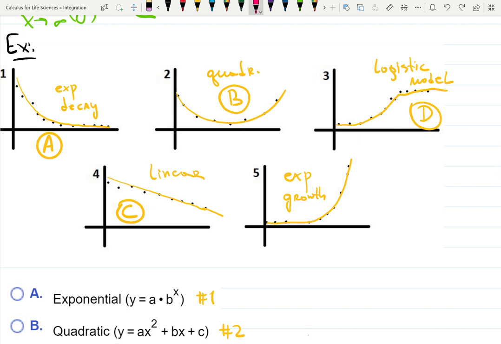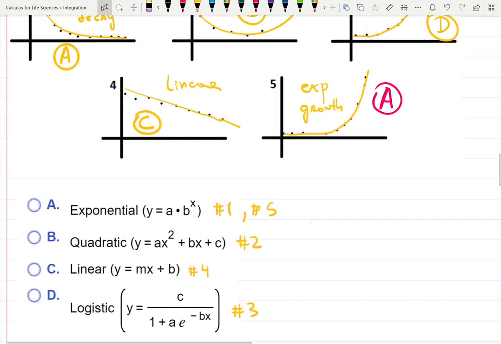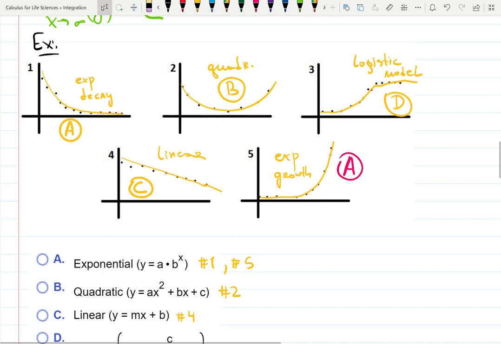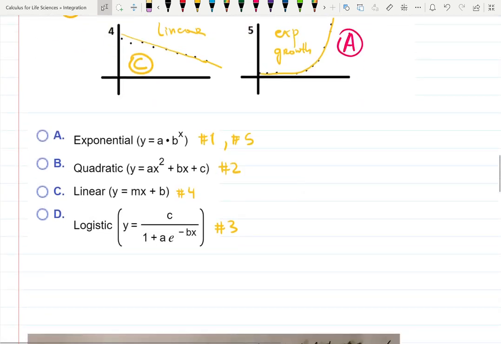Exponential growth, what number was it? A. So this one more is A, number 5. But now it is growth. Not too bad, what do you think? It's pretty fun, and I can see putting this on a test should be not too bad either. But after this, it gets harder, as you can imagine.